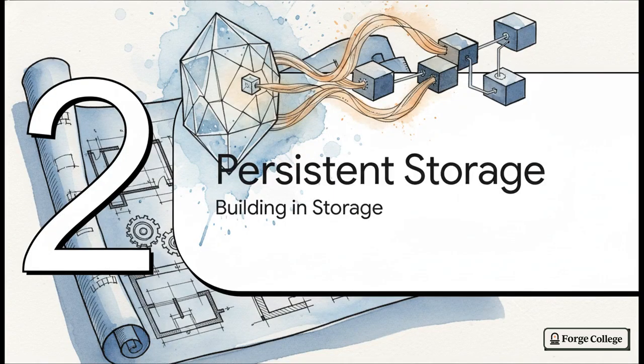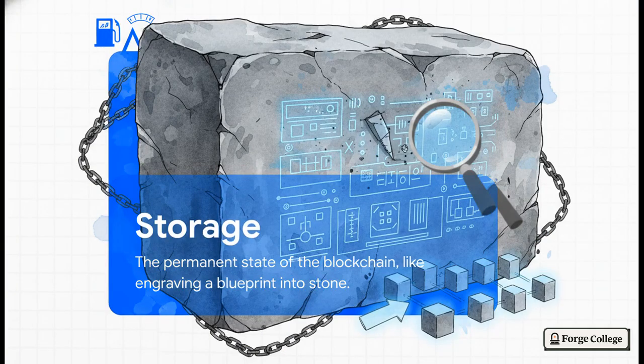Moving on to Section 2, Building in Persistent Storage. Now, understanding storage is absolutely vital in Web3. Storage is the permanent, persistent state of the blockchain. You can think of it like drafting your master blueprint in permanent, indelible ink right onto the main ledger.